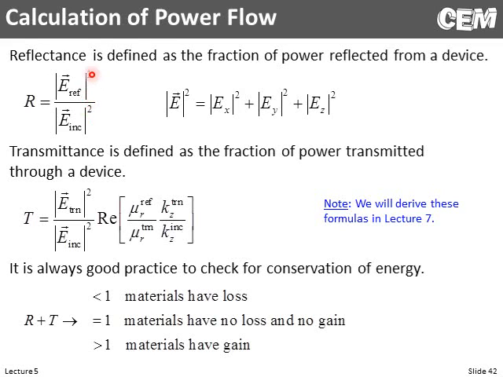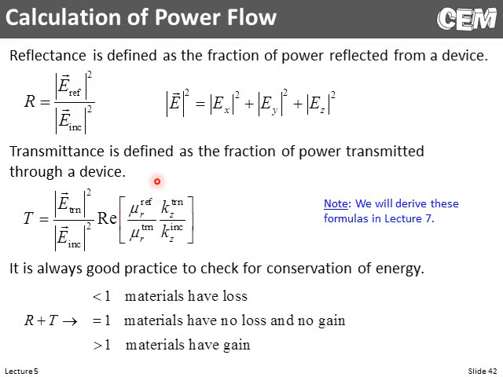So here's how we'll define it. Power in the reflected wave is proportional to the electric field squared. Power in the applied wave is proportional to the electric field squared. But we can calculate reflectance as just the ratio of those two, because whatever constants might be out here to calculate the actual power would cancel. So we calculate reflectance this way.